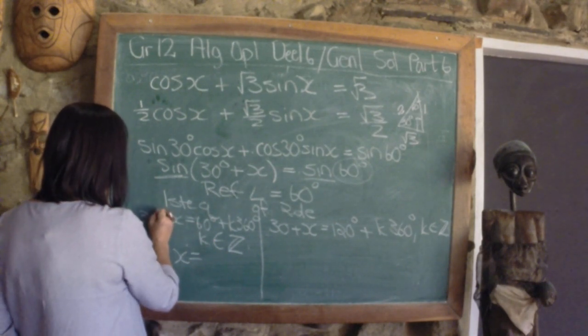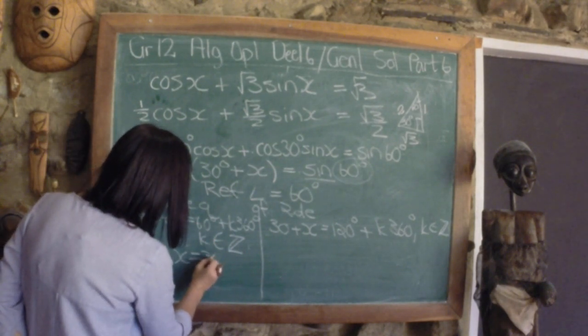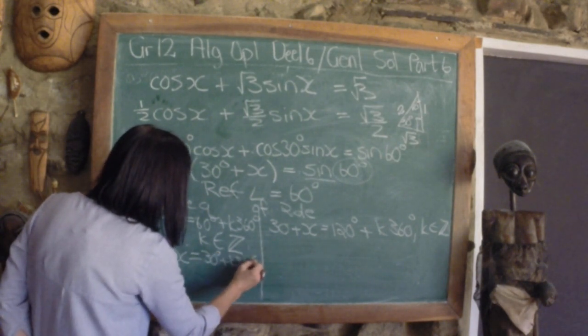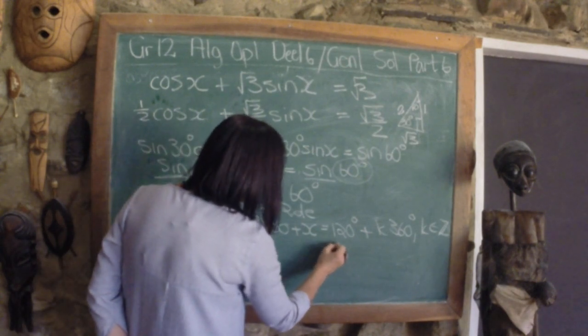Subtracting 30, 60 minus 30 gives me 30, plus k times 360. And on this side, again, I'm going to subtract 30.